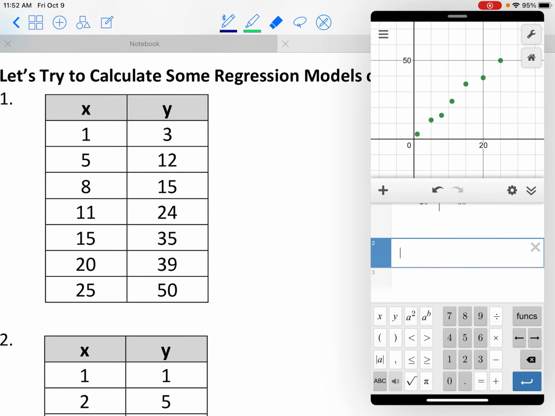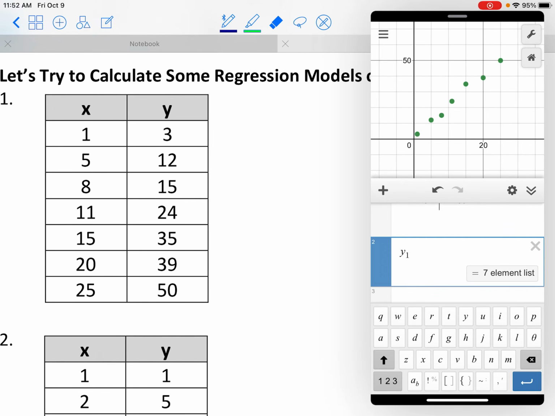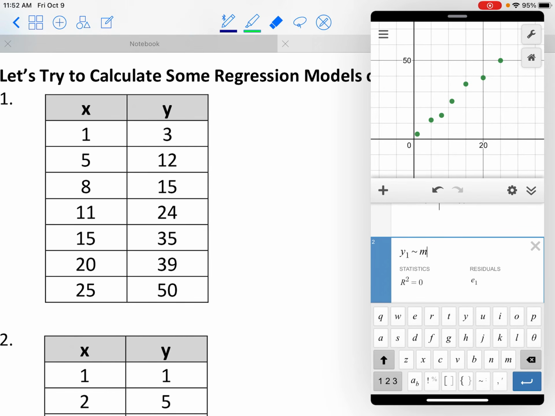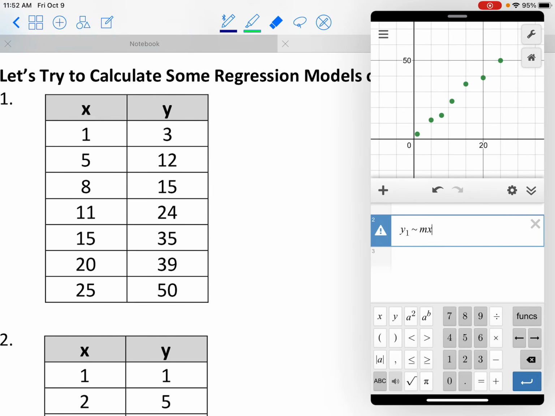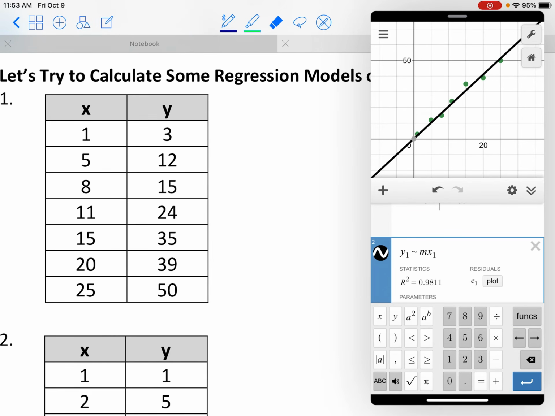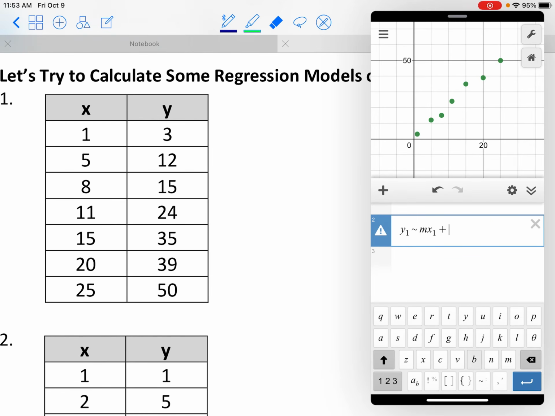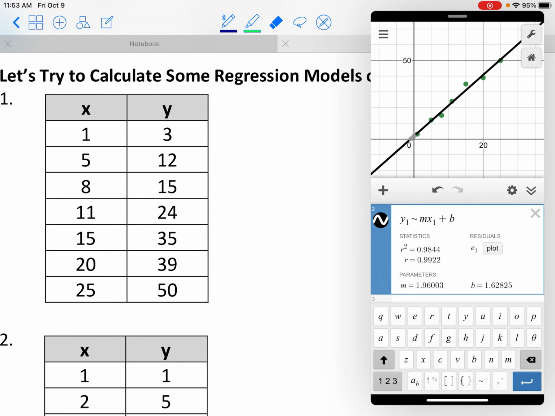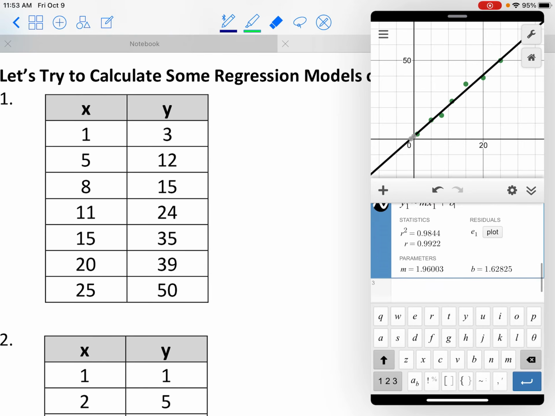So let me ask my calculator to calculate both models, and I'll compare and see which one's better. Okay, so I'm going to put in y, and a subscript you don't actually have to type. If you just press 1 after y, it will automatically subscript it for you. Then you're going to go to your ABC keyboard here to get your tilde. It's on the bottom row, so tilde, and then I want m, and then I want x, and again a subscript of 1 to connect it to the data I've put in, and then a plus, back to my keyboard, b. And if you've typed it all in there correctly, it's going to give you everything you need. So we have an r squared at 0.98, which is pretty good.